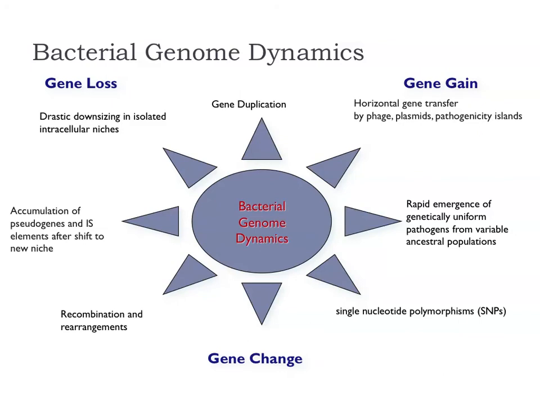So this is a figure from a review I wrote in Nature a few years ago, just looking at the three main forces, if you like, that are sculpting bacterial genomes. So we've got gene loss, gene gain, and gene change as the three things going on. And I'm going to go through some of these in more detail, in fact most of these in more detail during the rest of the talk.